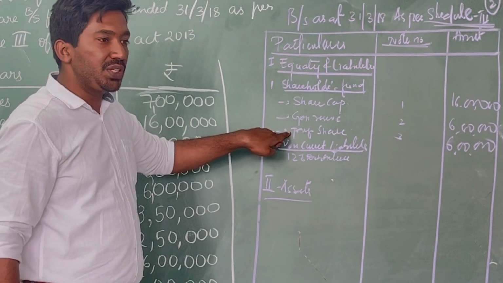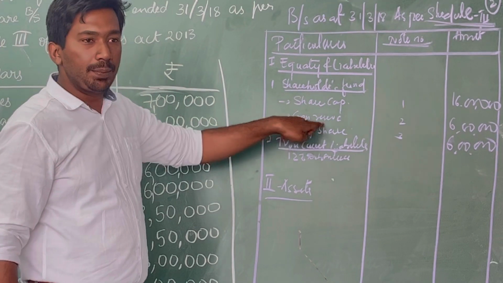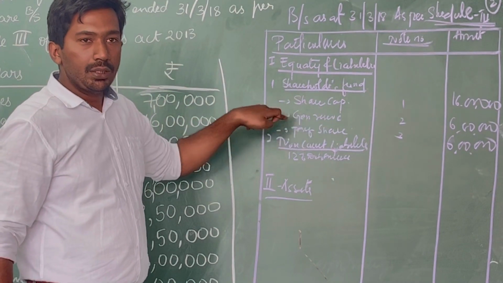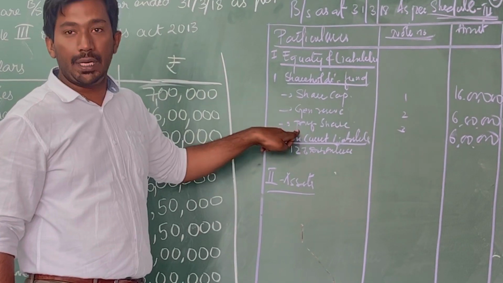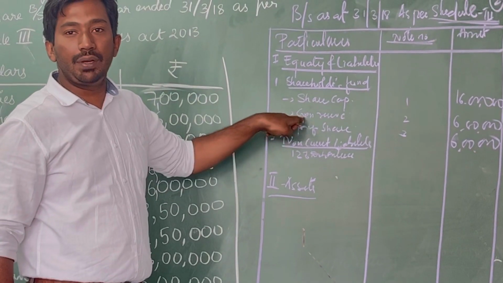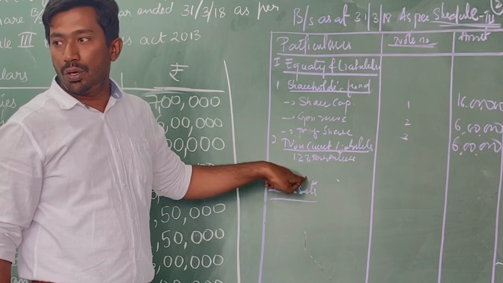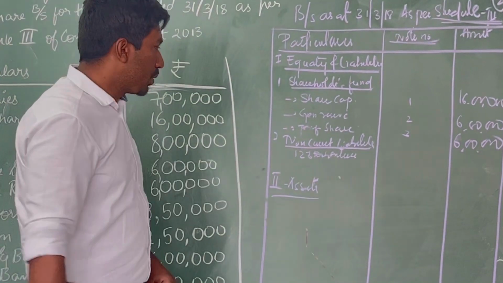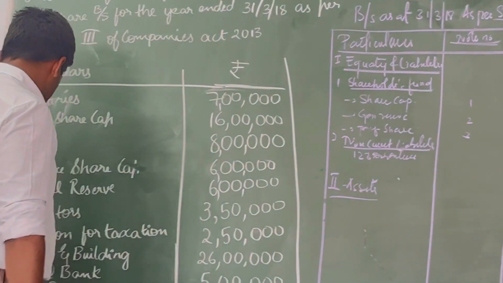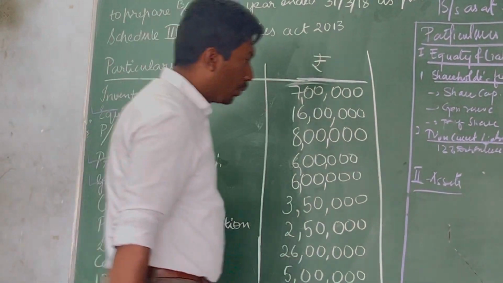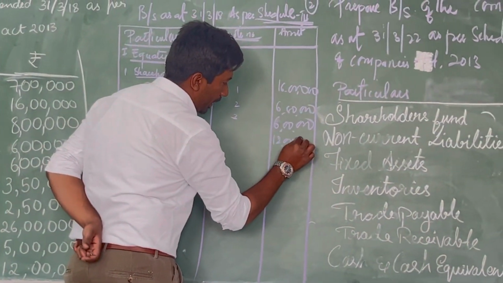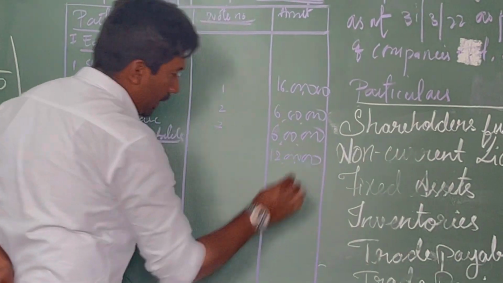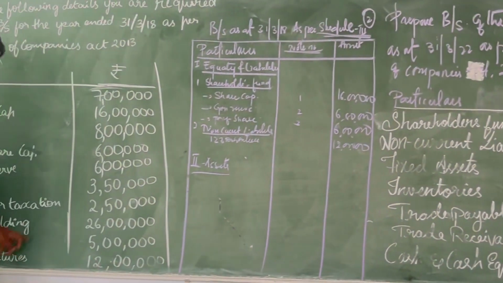Here for preference shares, they will ask, 10% preference shares will be given here. So they will ask what do you mean by 10%? 10% is rate of dividend. For shares, rate of dividend. For debentures, rate of interest. Clear? So what is the amount they have given, guys? Debentures 12 lakh. Done?